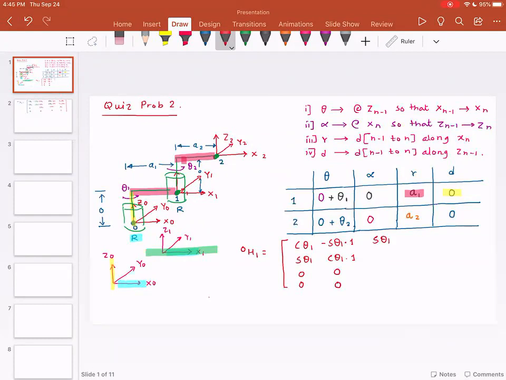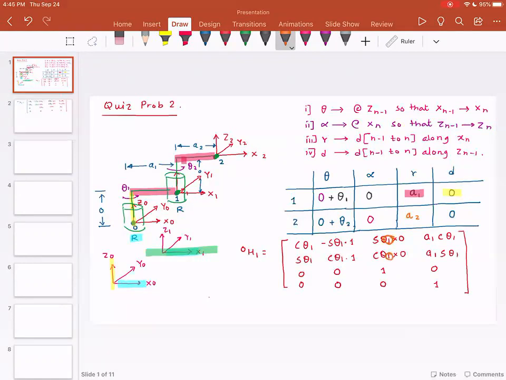So sine theta 1. But please note alpha is 0, so this gets multiplied by 0. You will have cosine of theta 1, this gets multiplied by 0. You have cosine of alpha 1, this becomes 0. Then you have a1 cosine of theta 1, a1 sine of theta 1, d1 is 0, this is 1. Please note that this term is 0.